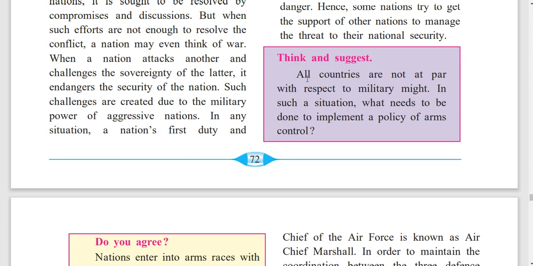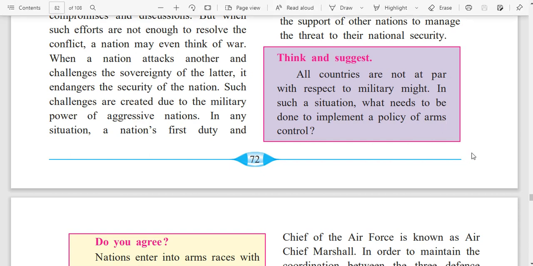Think and suggest. All countries are not at par with respect to military might. In such a situation, what needs to be done to implement a policy of arms control?